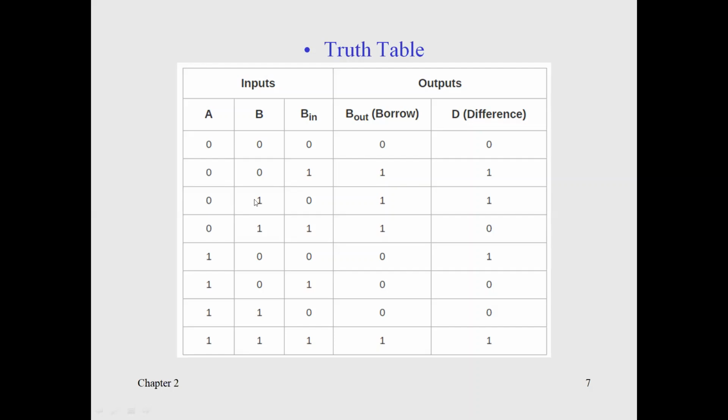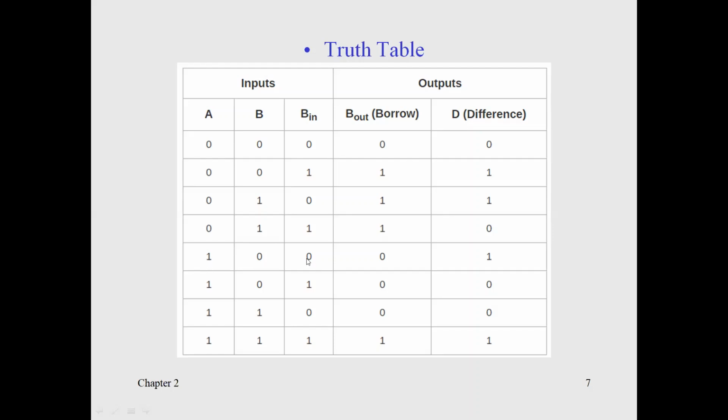Again going 0 minus 1. So difference 1, borrow 1. Difference 1 minus 0 is 1, 1, same. 0 minus 1, difference 1, borrow 1. Difference 1 minus 1 is how much? Difference 0, but borrow was 1, so it will be set here.